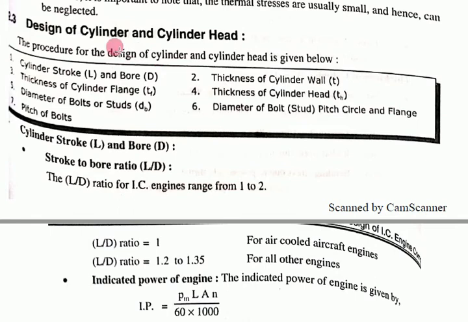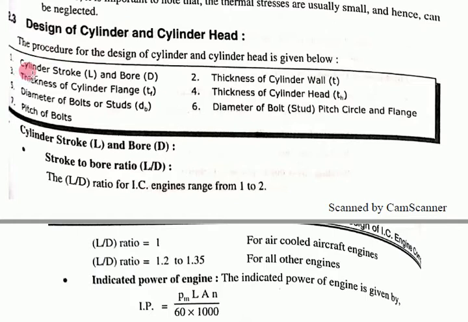a design of cylinder and cylinder head. So this is the first part of the design of IC engine components. This is the first component that we are going to design, that is, design of cylinder and cylinder head. So these are the things generally in the cylinder and cylinder head.